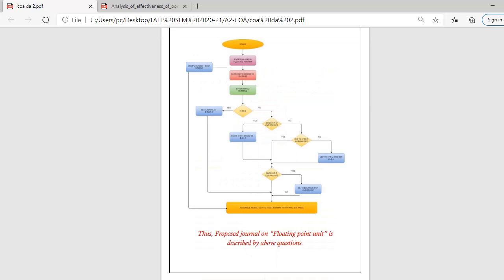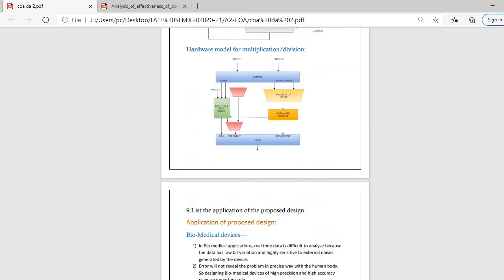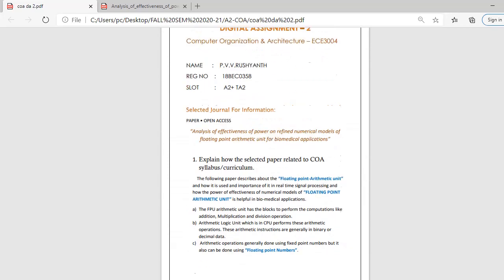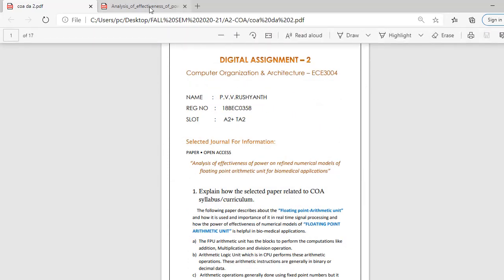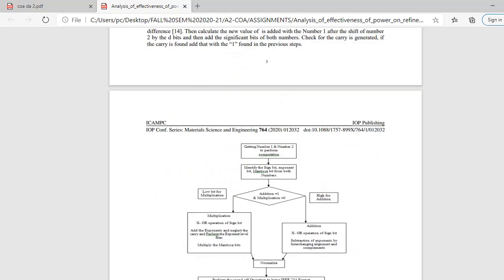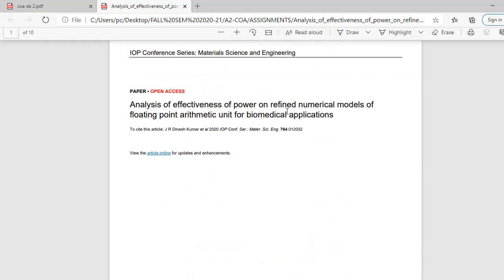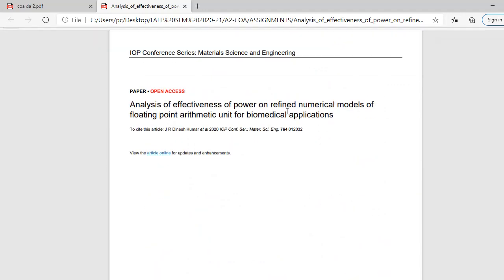Thus, by the proposed journal on floating point unit architecture, I am able to describe all the above questions effectively, and I answered all the 10 questions, mostly from my proposed journal, which describes a low power consumption method and which is an application for biomedical devices.